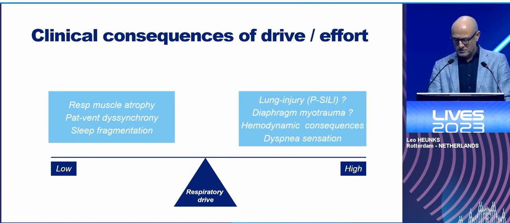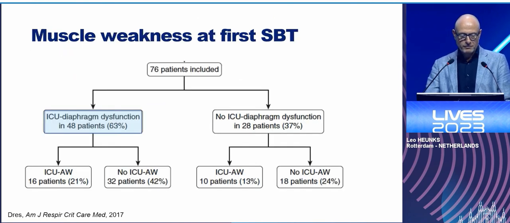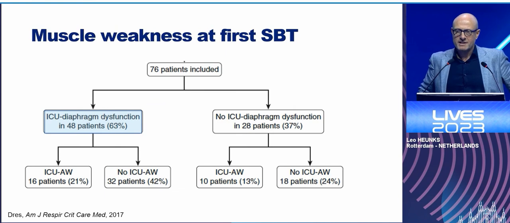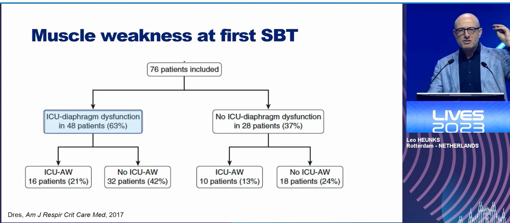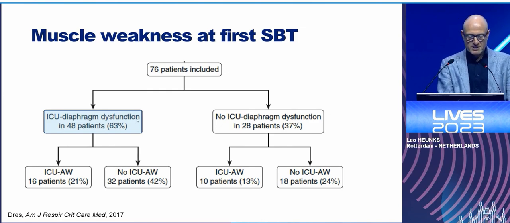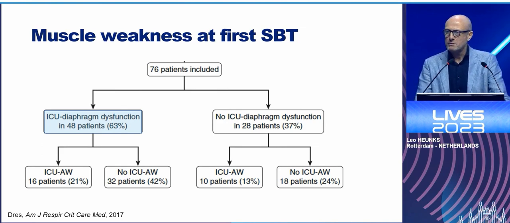So this is important. I'm not going to show this slide, Jean-Daniel has shown it before, but I want to focus a little bit more on respiratory muscle weakness. This is a very nice study by the group from Martin Dres and Alexandre Demoule, looking at patients that had been on invasive ventilation for at least 24 hours. At the time of the first spontaneous breathing trial, 63% of the patients had developed respiratory muscle weakness. So we do have a problem here, right?